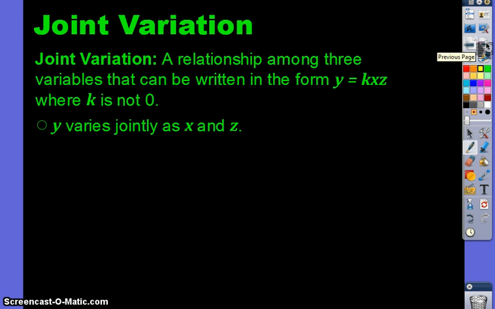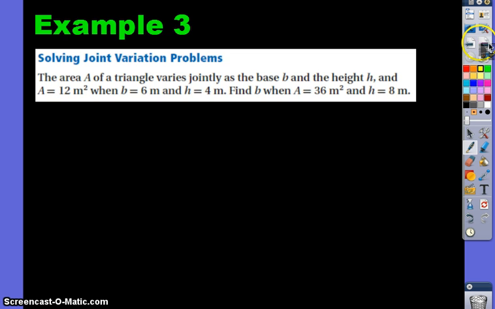All right, new vocabulary word here. You might want to pause it and write this down. Joint variation is a relationship among three variables that can be written in the form of y equals k times x times z, where of course k can't be 0. And in this we would say that y varies jointly as x and z. All right, so let's try one.